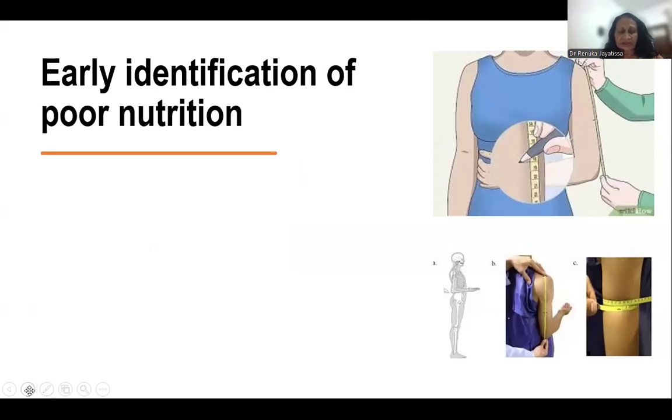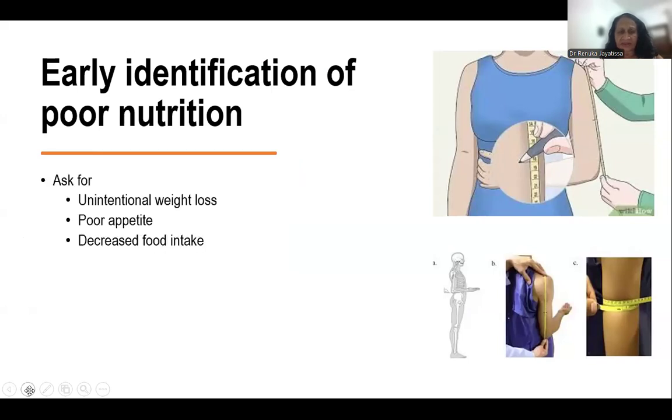Then the next component comes when the patient comes to you. How do you identify poor nutrition early? Because you have a very small minimum amount of time, how do you assess it during that time? One thing is you can ask the patient whether they have any unintentional weight loss, because some people intentionally lose weight to reduce their weight. But if these patients come and tell you, I didn't attempt to lose weight, but I am losing weight, that's a very big component we have to think about.